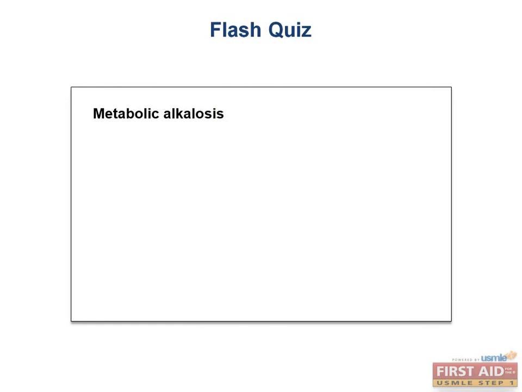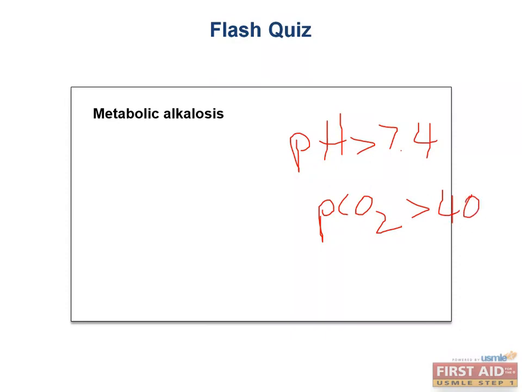So the pH is greater than 7.4. So we know it's an alkalosis. And if the partial pressure of CO2 is greater than 40, then we know it's not a respiratory alkalosis because a PCO2 greater than 40 would cause an acidosis. Therefore, the PCO2 being greater than 40 is a compensation and not the primary disturbance. The primary disturbance we know now is a metabolic one, and it's metabolic alkalosis.